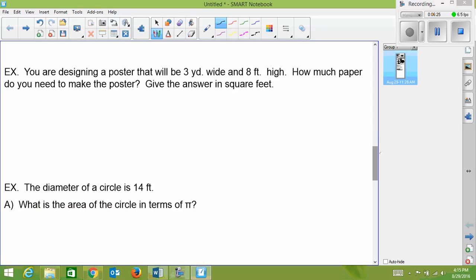So if you are designing a poster that will be 3 yards wide and 8 feet high, how much paper do you need to make the poster? We're going to give the answer in square feet. So it's just a rectangle. So area equals base times height.